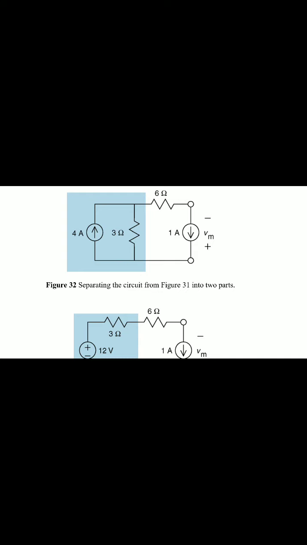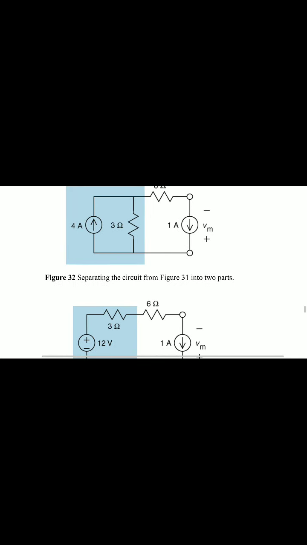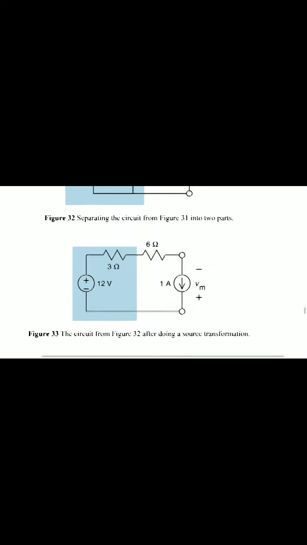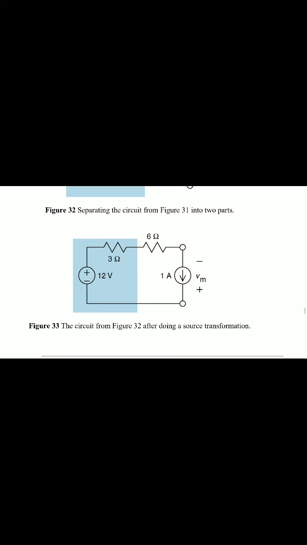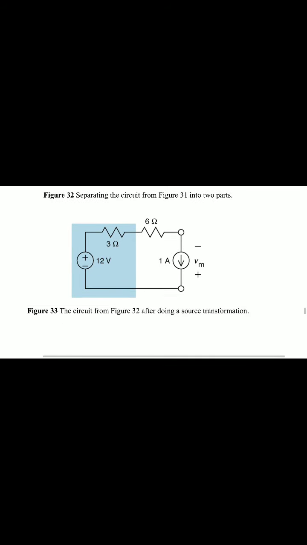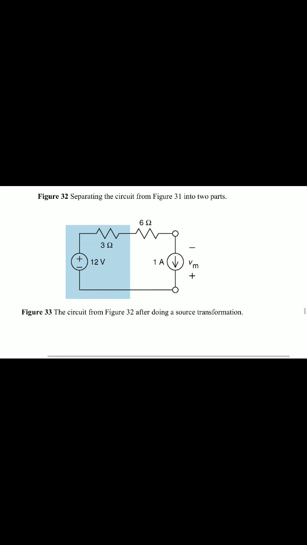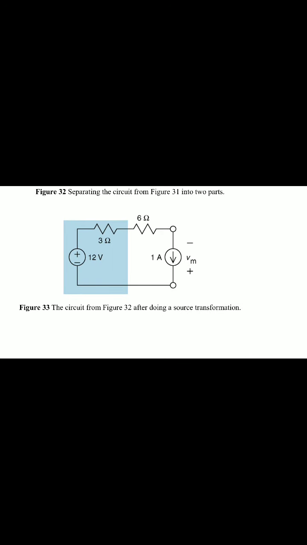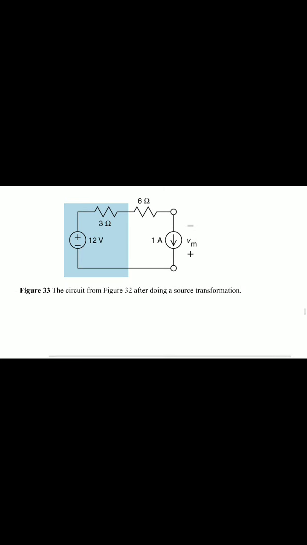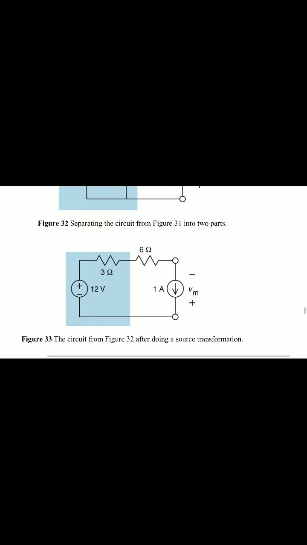That is 12 volts in series with 3 ohms and 6 ohms on amps as it is. Before that, what is the value? Here figure 33, the circuit from figure 32, after doing a source transformation.